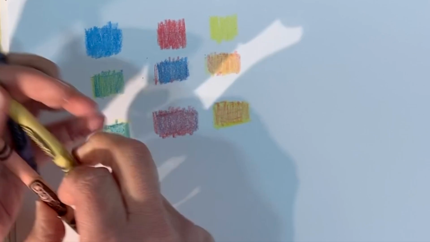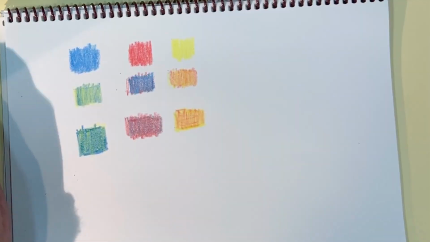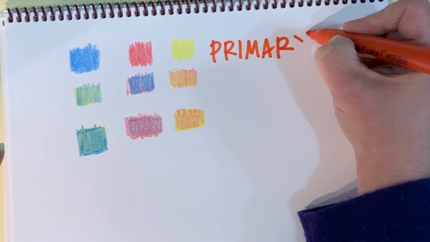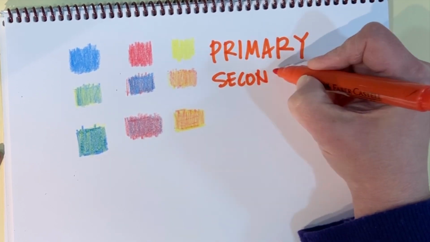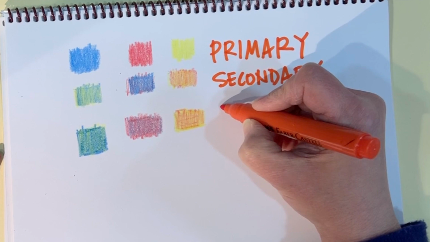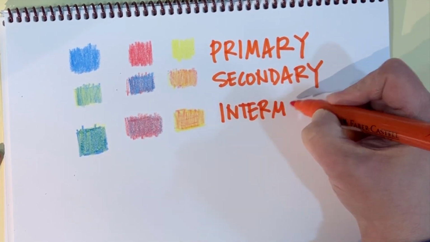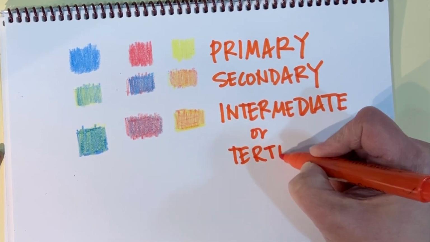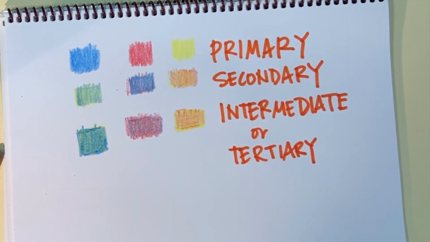The primary color name always comes first when you're naming a tertiary or intermediate color. And the words tertiary and intermediate can be used interchangeably. That means you could say it's either tertiary or it's intermediate, and you are right both ways.